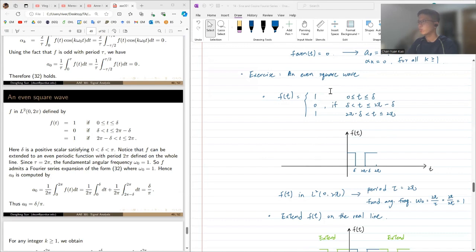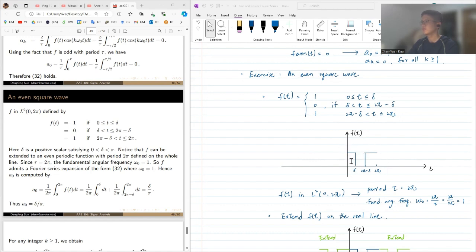Let's look at an even square wave and how we can find the sine and cosine Fourier series representation for this square wave. So first of all, the square wave function is given by this expression here. We have the value of the function equals 1 when t is in between 0 and delta, the value equals 0 when t is in between delta and 2 pi minus delta, and the value equals 1 when t is in between 2 pi minus delta and 2 pi. If you draw this function on a plot, you will see that it looks like this.